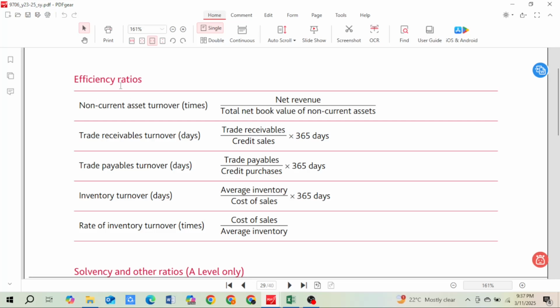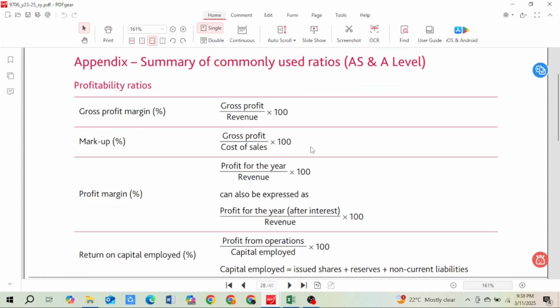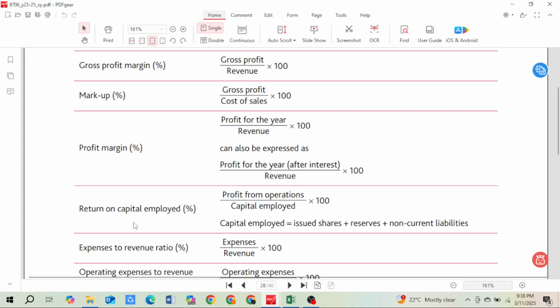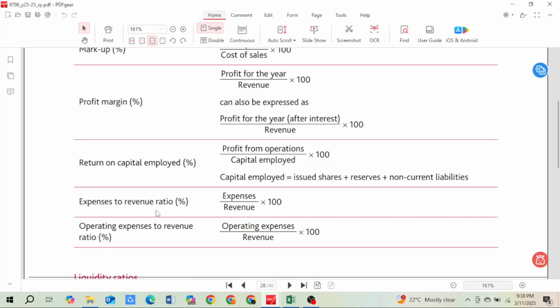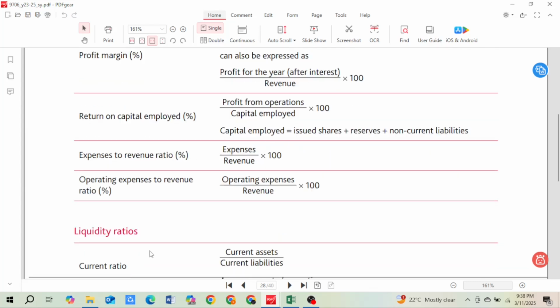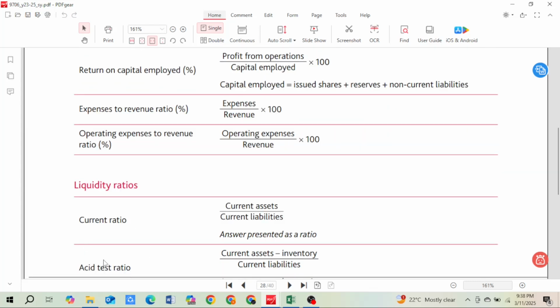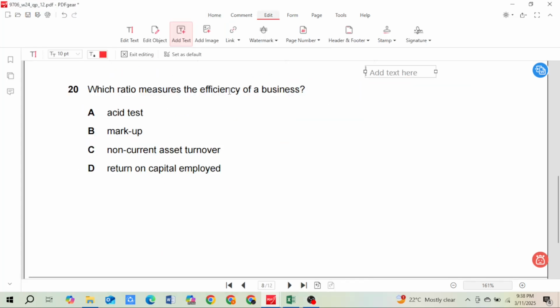So these are the efficiency ratios we have. Okay, non-current asset turnover, trade receivable turnover, trade payable turnover, and inventory turnover. And then these are the profitability ratios that we have: gross profit margin, markup, then profit margin, return on capital employed, expenses to revenue ratio, operating expense to revenue, and these two are the liquidity ratios, current ratio and acid test ratio. So in the question, they are asking what are our efficiency ratios. So the efficiency ratio in this case is non-current asset turnover, C.